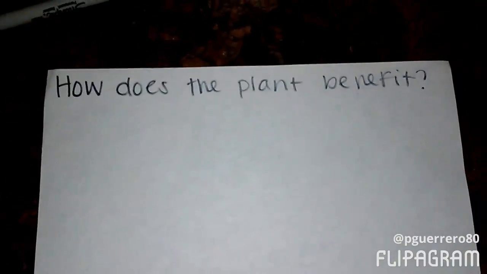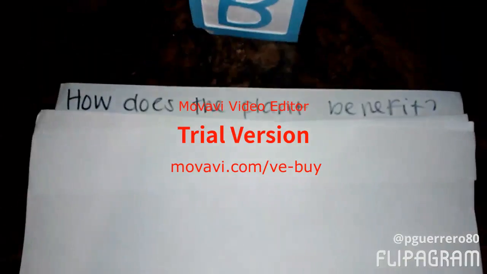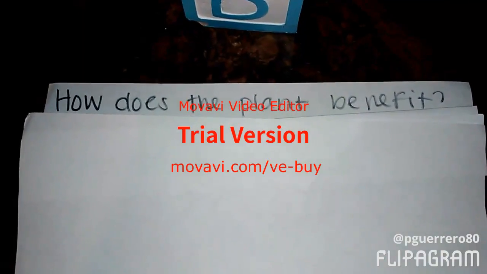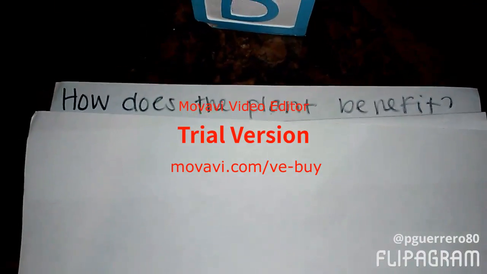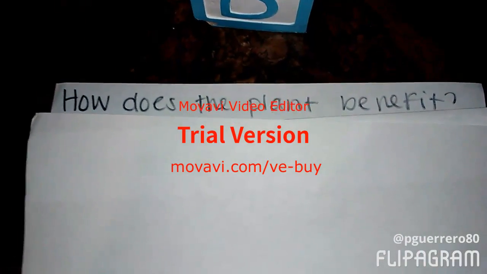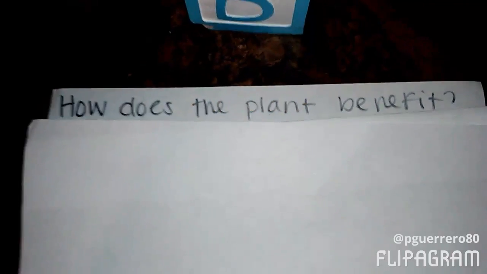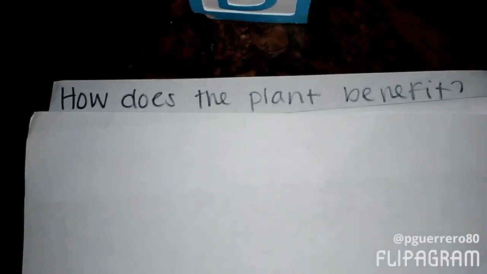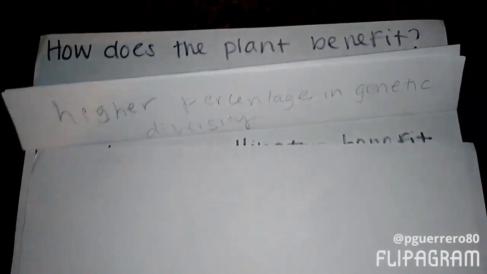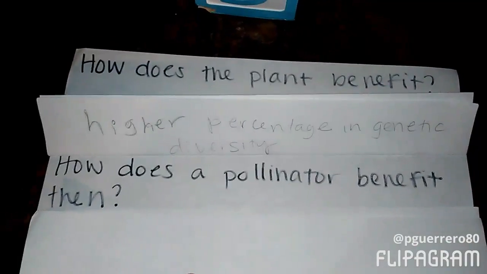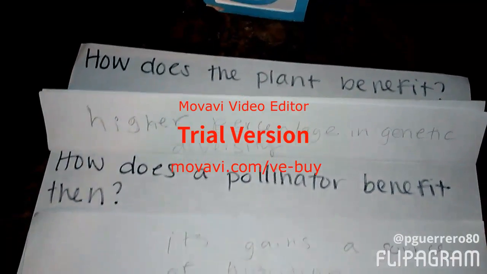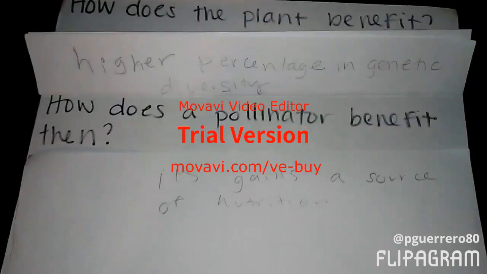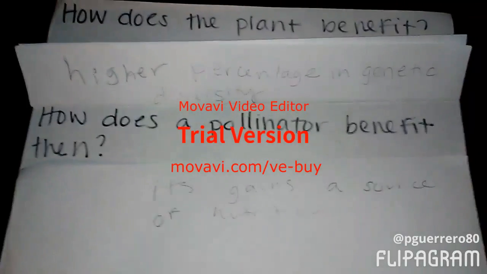How does the plant benefit from this relationship? A flowering plant is able to cross-pollinate. Plants benefit more from cross-pollination than self-pollination, because in cross-pollination, the plant has a higher percentage of genetic diversity. So, how does a pollinator benefit? It gains a source of nutrients, both in the nectar, a carbohydrate source, and pollen, a protein source.